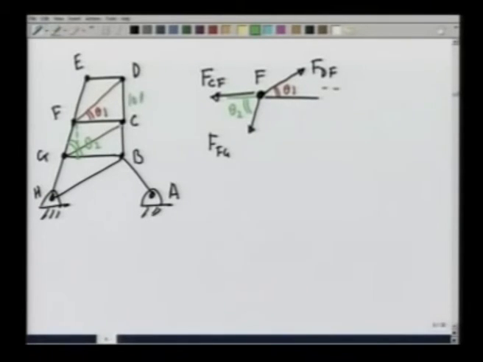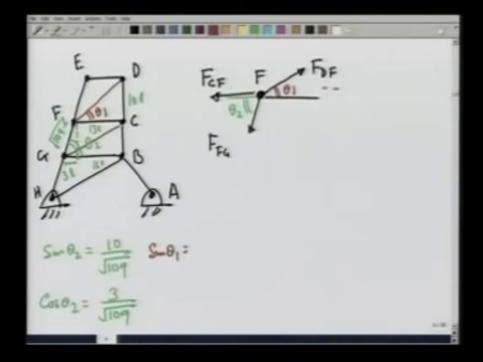To calculate sine and cosine of theta 2, let me just drop a perpendicular from here. Recall that this is 10L, this line is 13L, this is 16L. So, therefore, this portion is going to be 3L, and this length FC is going to be square root of 109 L, and therefore, I can write sine of theta 2 is going to be 10 over square root of 109, cosine of theta 2 is going to be 3 over square root of 109, and we have already seen that sine of theta 1 is 10 over square root of 269 and cosine of theta 1 is equal to 13 over square root of 269.